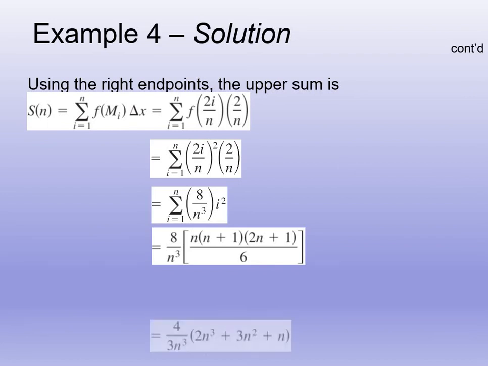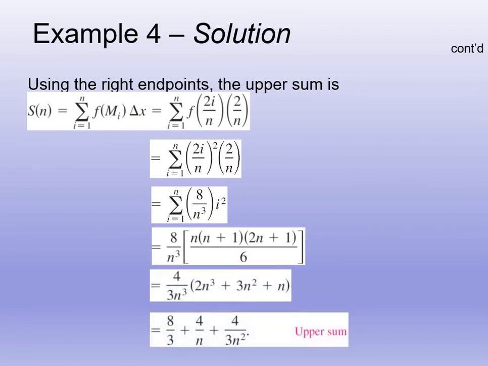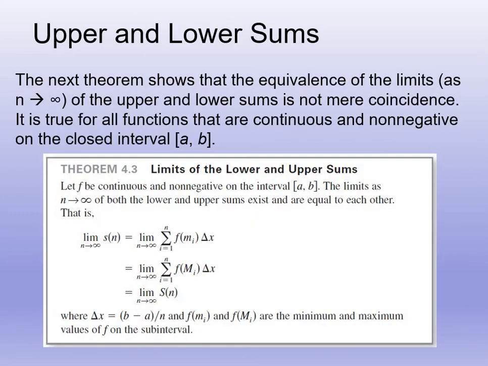Then we simplify all this down algebraically, and when we do, we get the upper sum to be 8/3 plus 4 over n plus 4 over 3n squared. So that's our upper sum when we do this. A lot of math involved here. We had to find the upper sum and the lower sum. Now, another way we can do this is use limits at infinity.